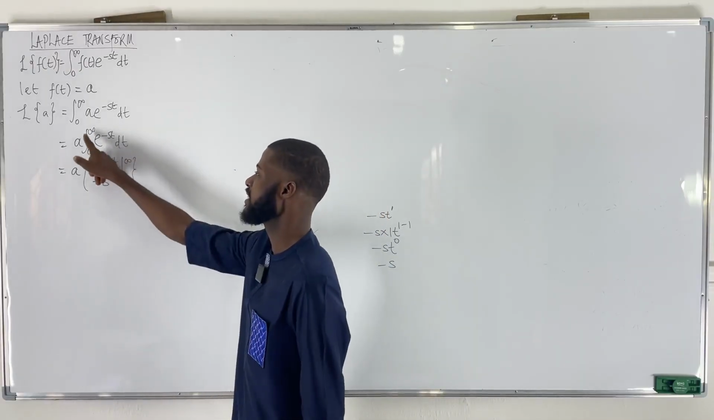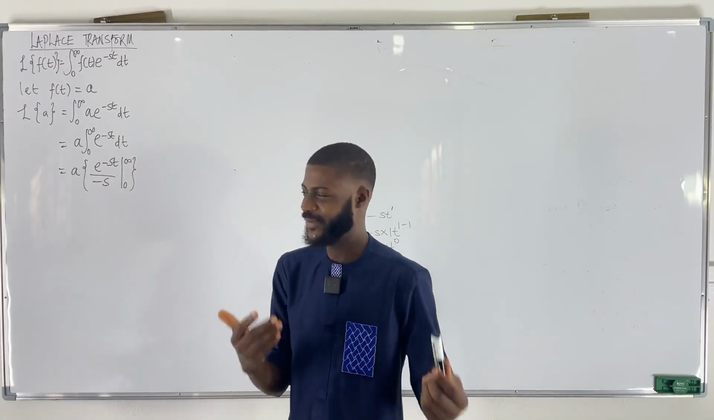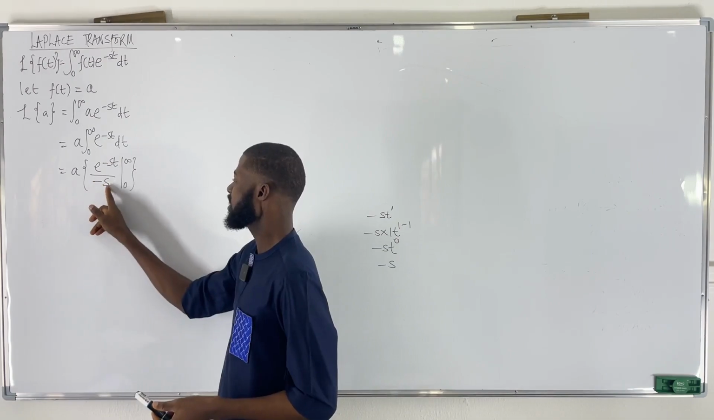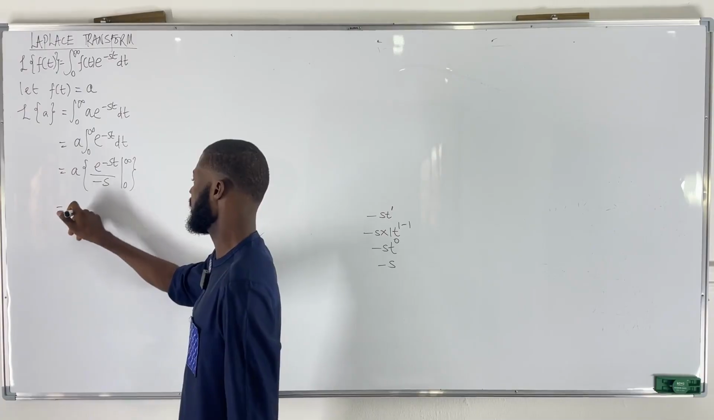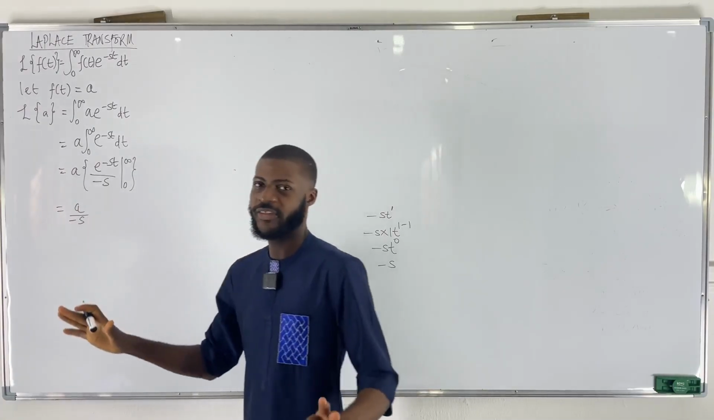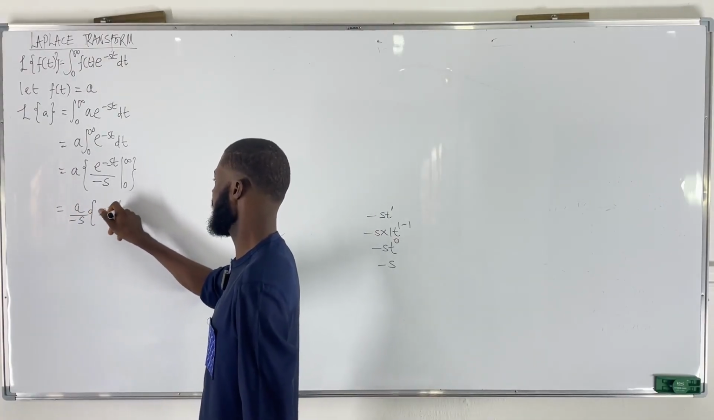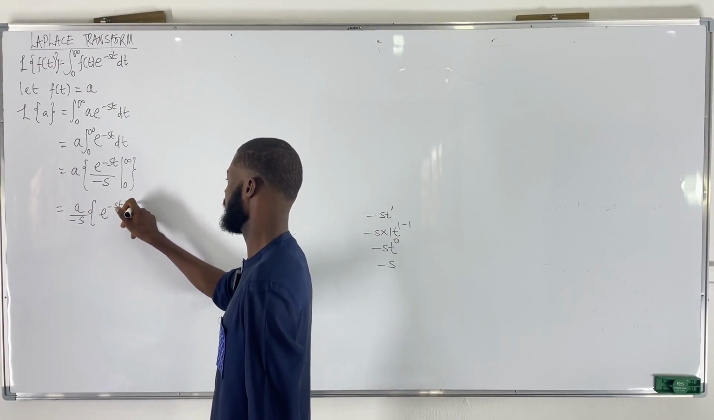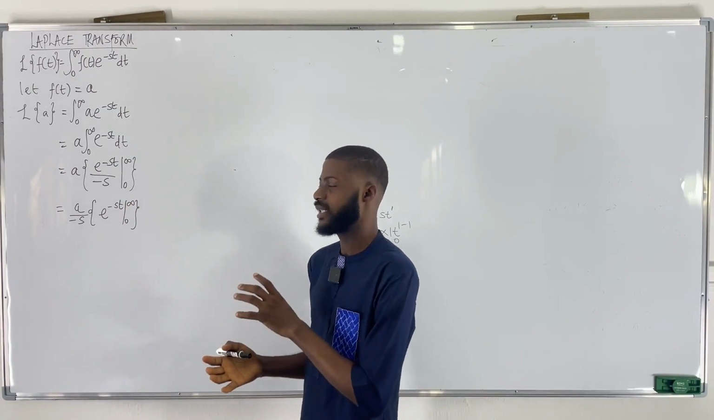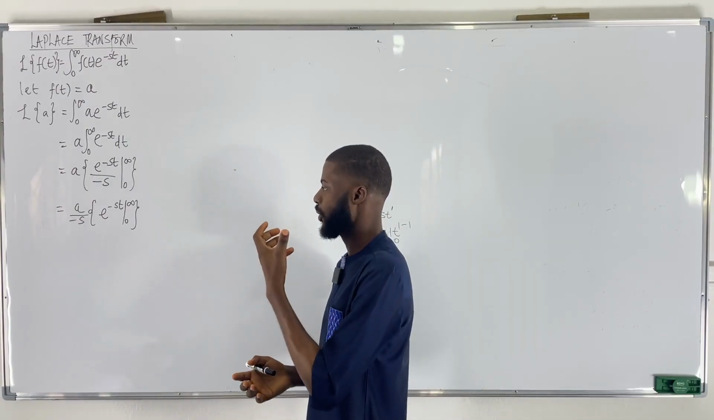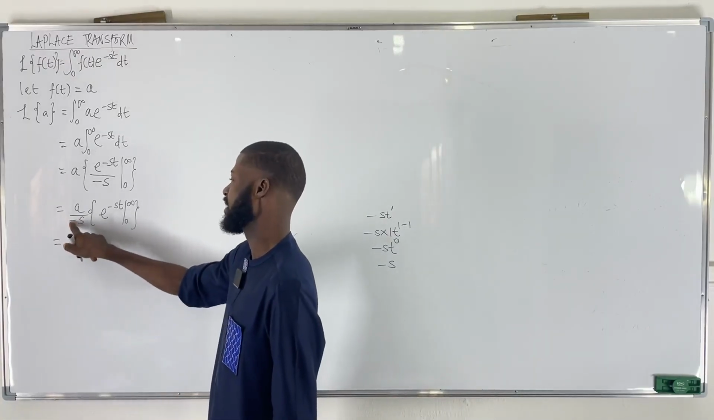Again, remember, every single thing is with respect to t. That's what dt stands for. So the minus s here is a constant, so just bring it out. This will be a over minus s, times e to negative st from 0 to infinity. All right, at this point, I am going to be inputting my limits into the expression. So this will become, let me just take this minus to this side.